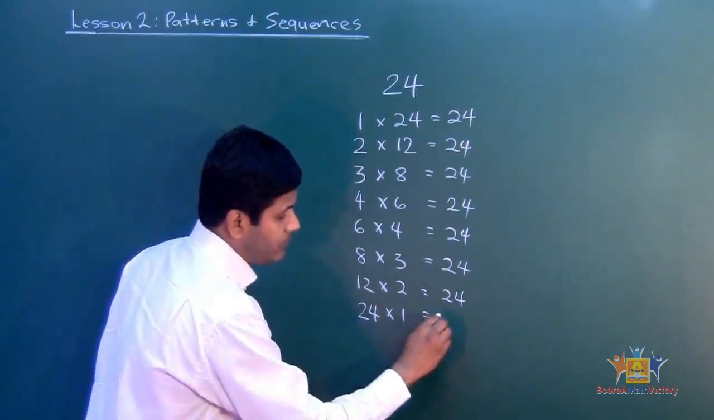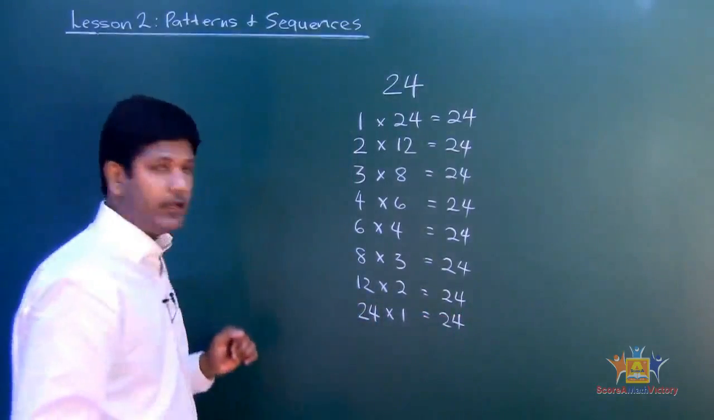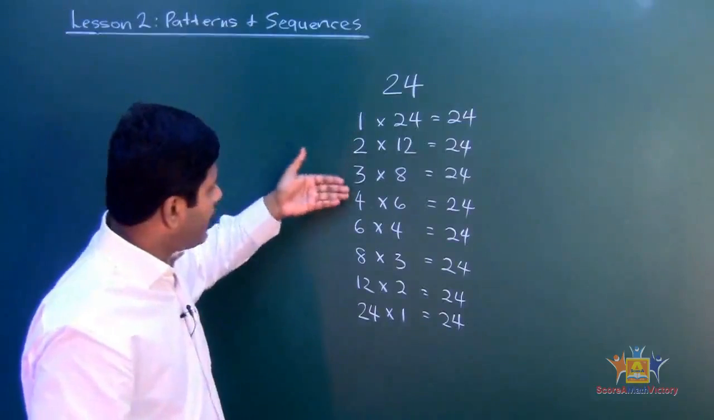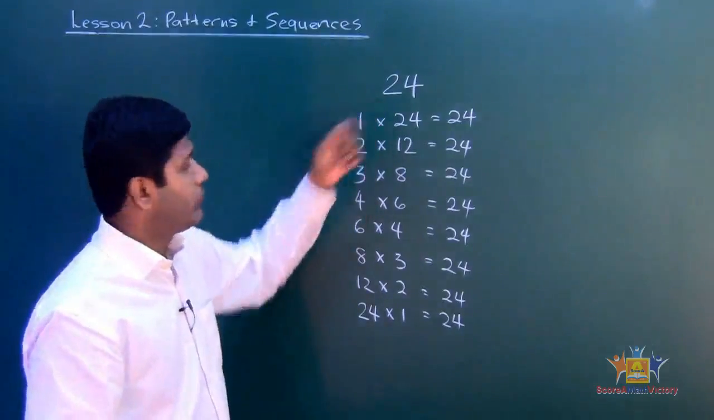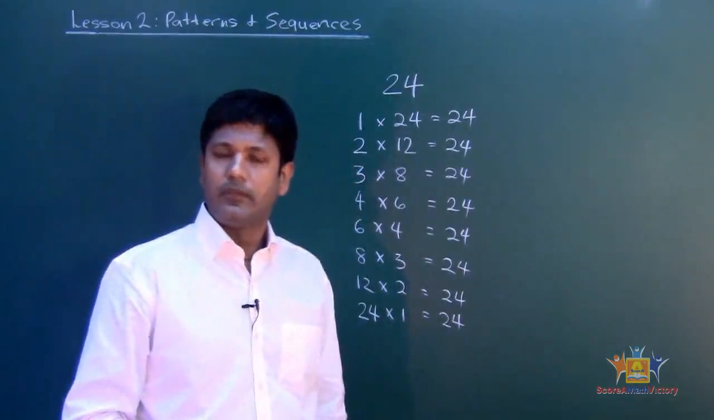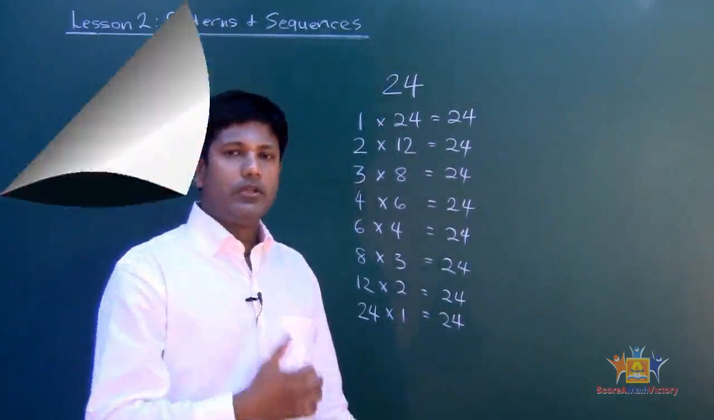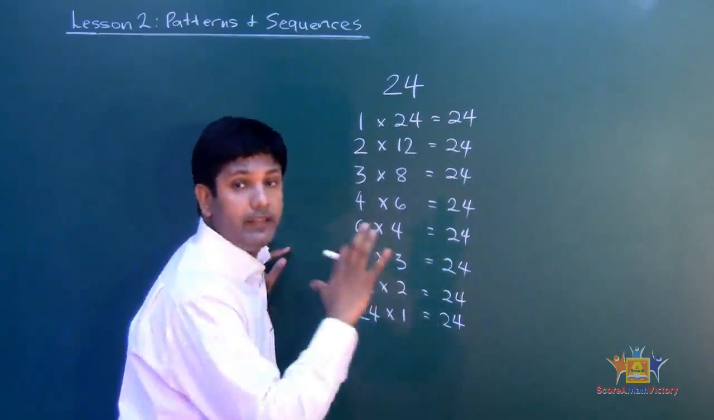Until I get to 24, because 24 times 1 gives me 24. See that? So these are all the factors of 24. Does that make sense? So this is how you find the factors.